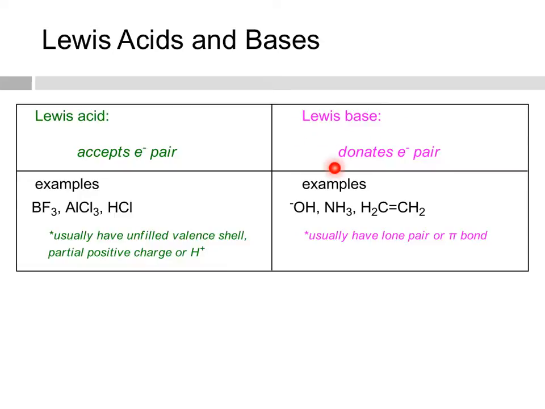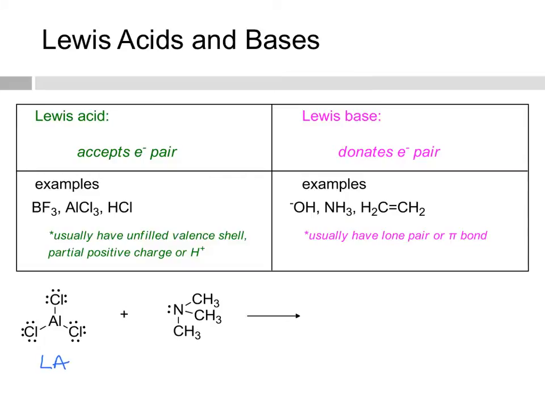A Lewis base, remember that it has to donate an electron pair, which means that they usually have a lone pair or a pi bond. Examples are hydroxide, ammonia, ethylene. In this example, let's look at aluminum trichloride and trimethylamine. First, let's assess which is the Lewis acid and which is the Lewis base. If we look at aluminum trichloride, we know that aluminum has only 3 bonds. It's got an incomplete octet, which means that it can accept an electron pair. If it accepts an electron pair, that means it's a Lewis acid. So we know that this is a Lewis acid.